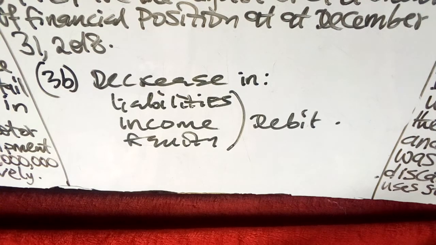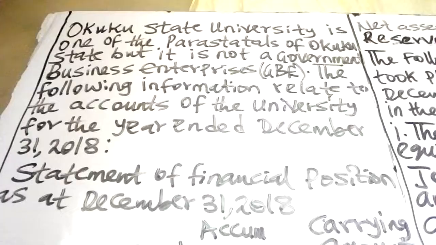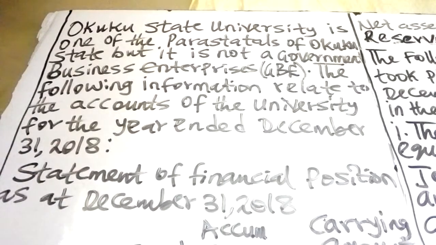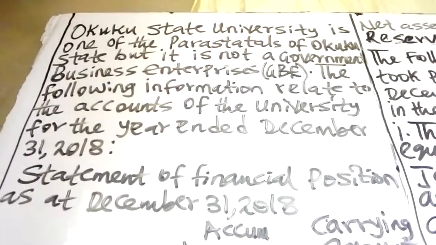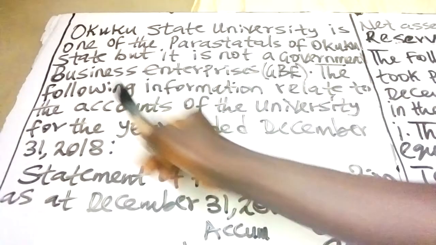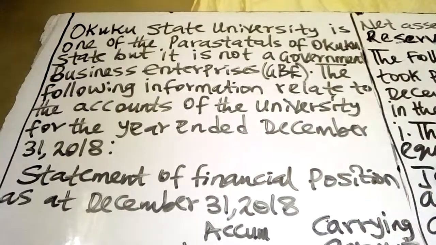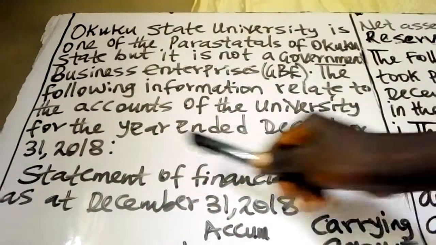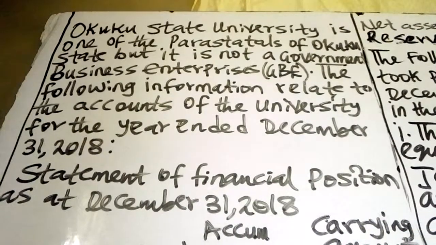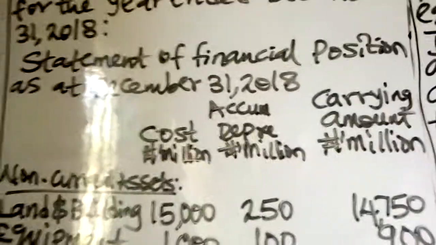So I want to take a question as a worked example. This question is obtained from ICAN May 2021, Public Sector Accounting and Finance. Question number one. Okuku State University is one of the parastatals of Okuku State, but it is not a government business enterprise, GBE. The following information relates to the accounts of the university for the year ended December 31st, 2018. You are given a statement of financial position as at December 31st, 2018.